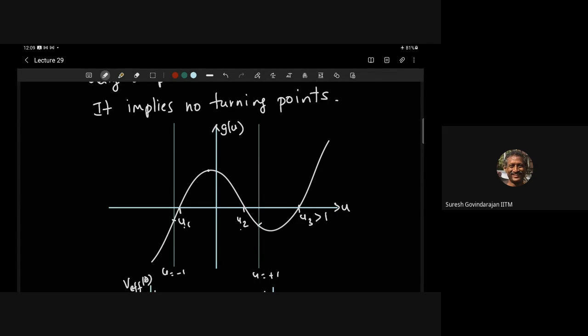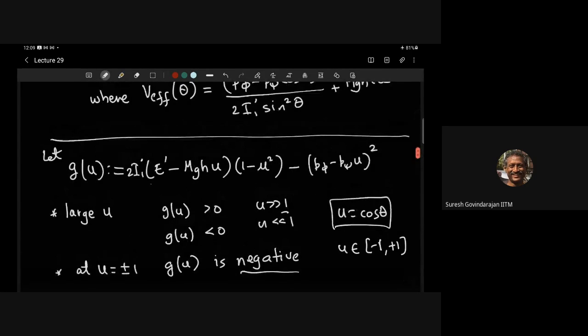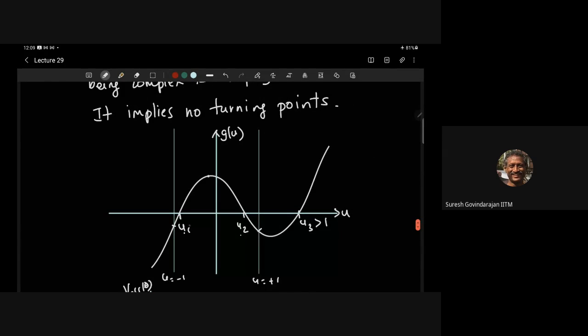Of course, nothing stops us from being in a situation where, for instance, at u equal to -1, p phi minus p psi is 0. That could happen. Nobody said p psi should be positive or negative. So this quantity could be 0, and it could happen that u1 becomes -1. But that will require some fine tuning. Generically, we'll have 2 turning points, u1 and u2.